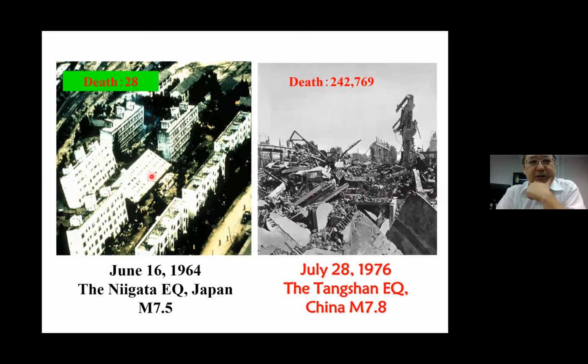In Japan, the building lay down, but its shape as it is before. But in China, completely collapsed. And deaths in Japan was 28. In China, more than 200,000 people killed. So this is different.